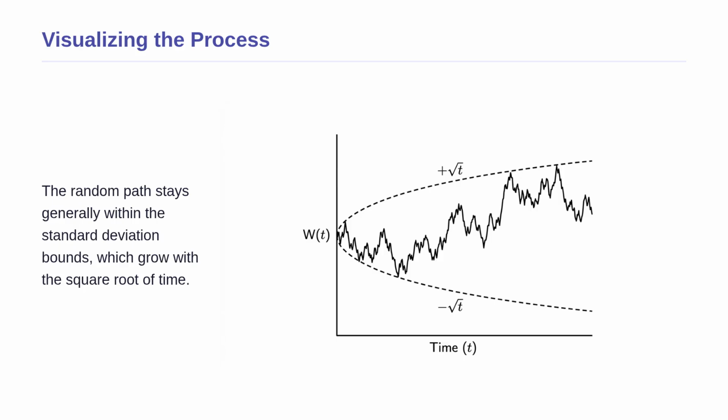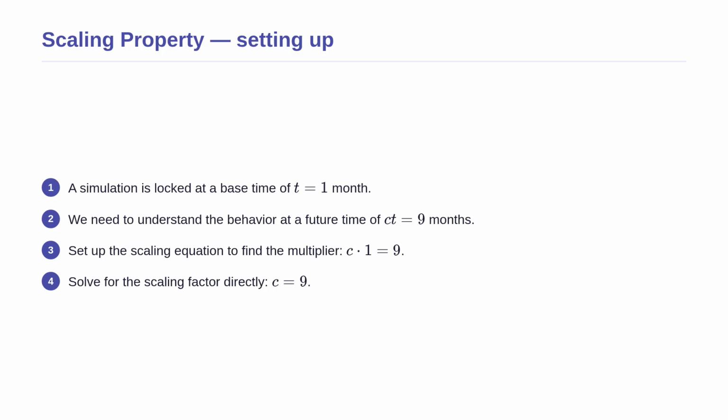To truly grasp this, let us look at a visual simulation. Here, you see the jagged path of a Wiener process, starting exactly at zero, fulfilling our first rule. As time moves forward to the right, the path wanders randomly. Notice the smooth dashed lines forming an envelope around the path? These represent the standard deviation, which, as we just learned, grows proportionally to the square root of time. This visual perfectly illustrates why predicting the exact value becomes increasingly difficult the further into the future we try to look. Let us apply this scaling property to a practical scenario.